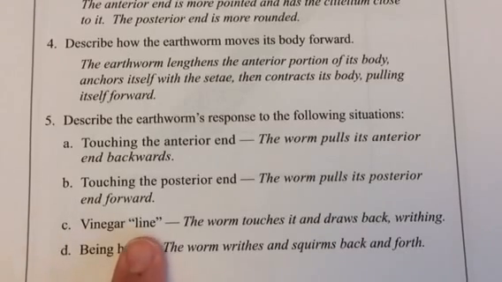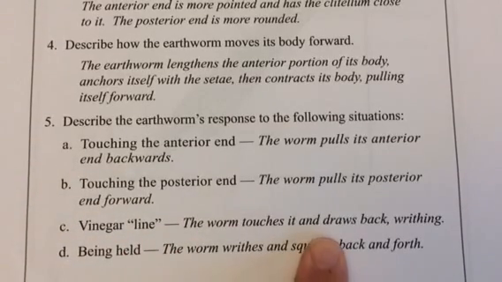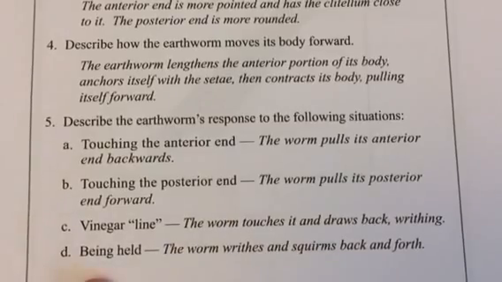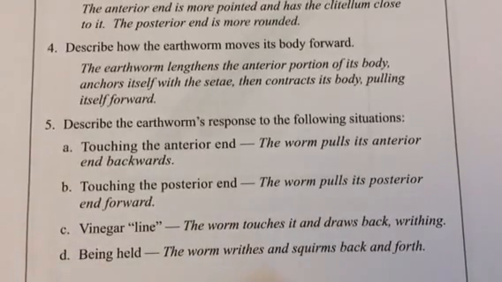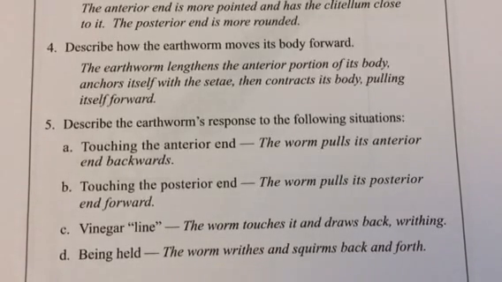The vinegar line test, the worm touches it and draws back. It doesn't like that. And being held, the worm writhes and squirms back and forth, and some of you said it was trying to escape, that type of thing. So that's the end of the live earthworm lab results, part A.